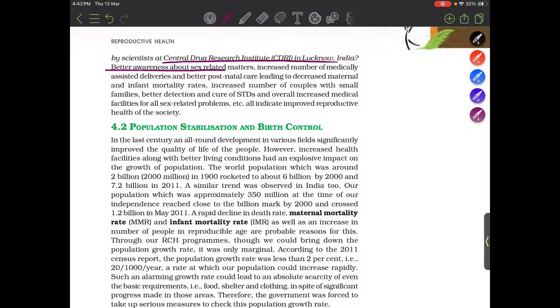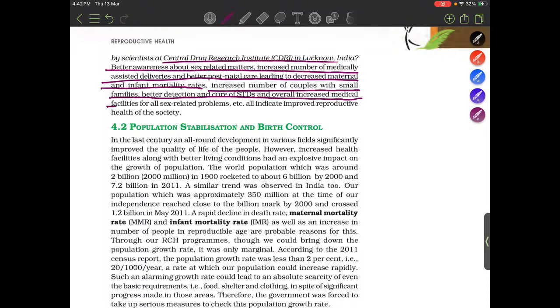Better awareness about sex related matters, an increased number of medically assisted deliveries and better postnatal care, leading to decreased maternal and infant mortality rate, an increased number of couples with small families, better detection and cure of STDs, and overall increased medical facilities for all sex related problems, etc., all indicate improved reproductive health of society.